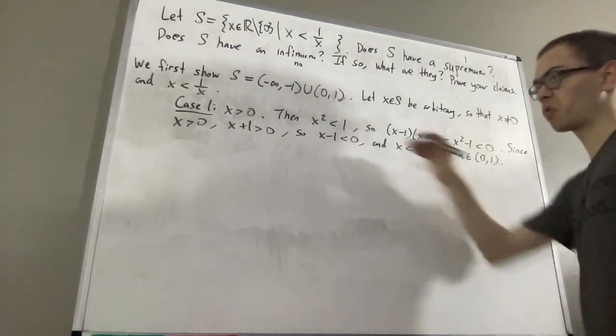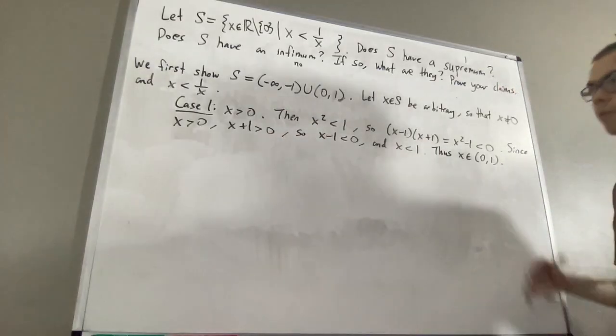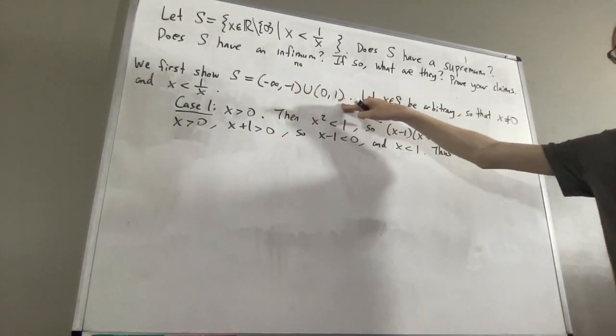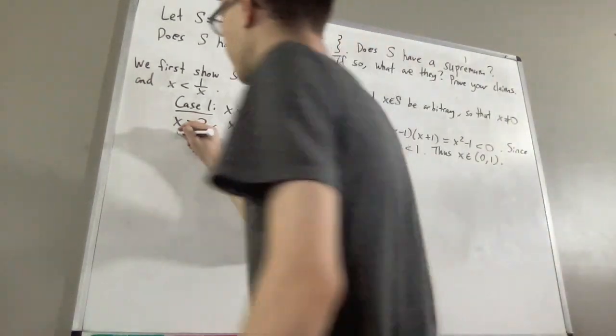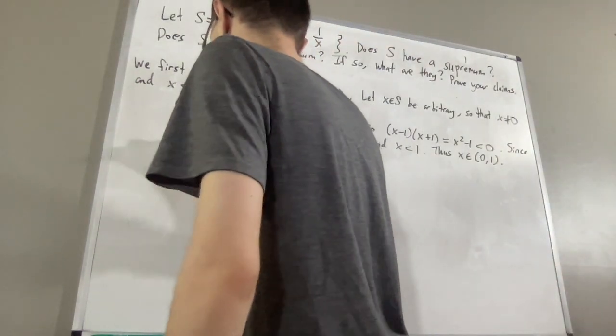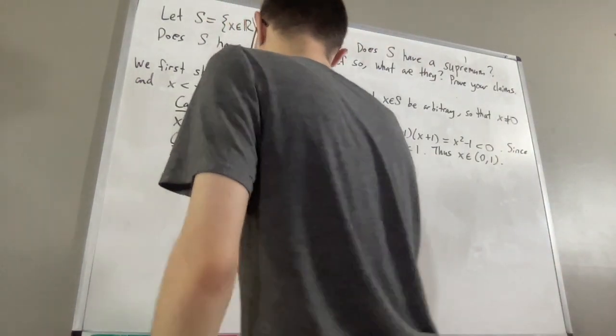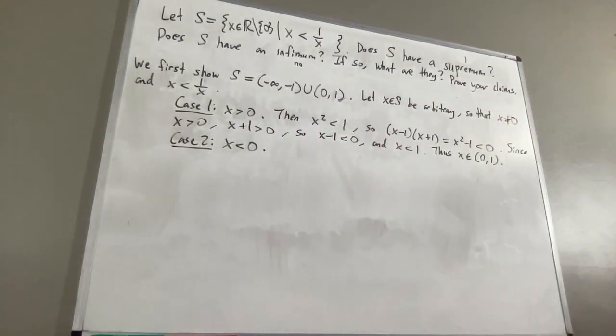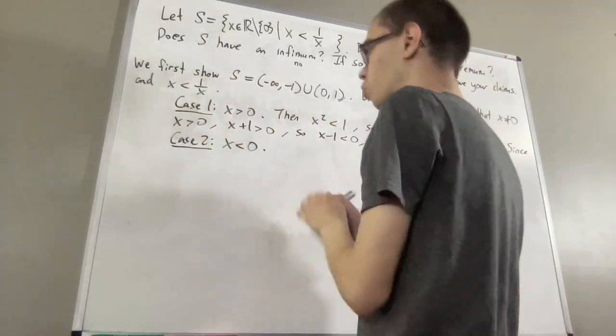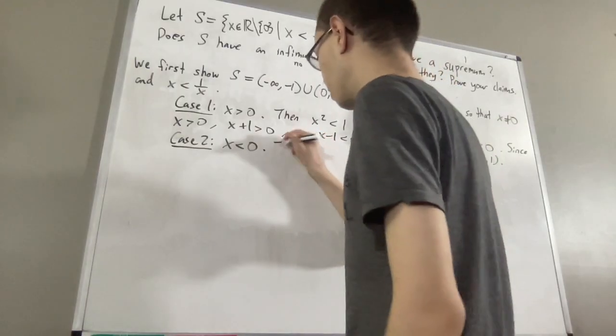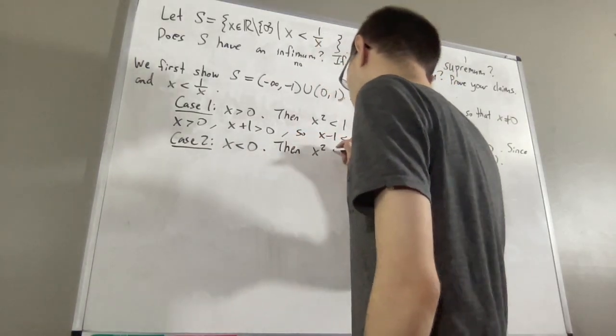So that completes the case where X is greater than 0. Right? We've shown X lies in this set. Now let's consider the case X is less than 0. So case 2, X is less than 0. Well then, when we multiply X on both sides of this inequality, the sign of the inequality flips. So we get X squared greater than 1.